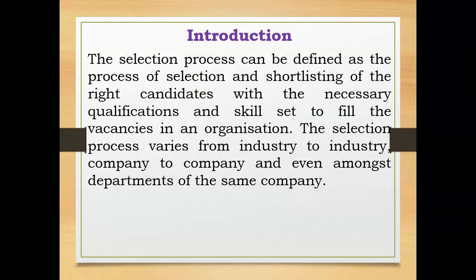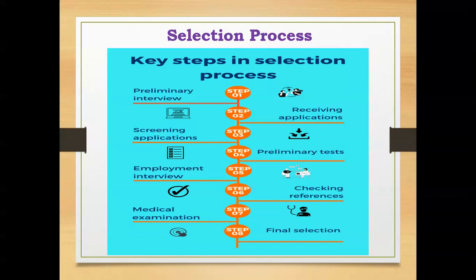The selection process could vary from industry to industry, company to company, and even department to department in the same company. The process starts after recruitment and divides the candidates into two parts: those who will be offered the job and those who won't. Basically, there is a need for a well organized selection process. Then only the right type of candidate can be selected and unsuitable candidates are rejected. Right. Now, the selection process involves a series of steps.